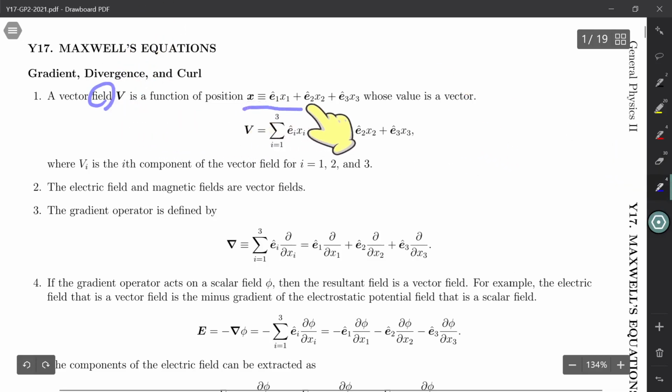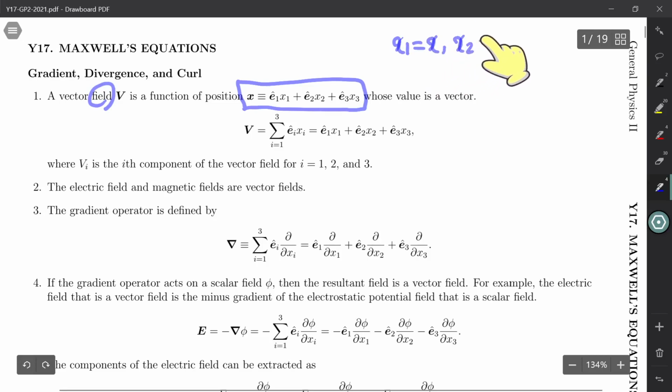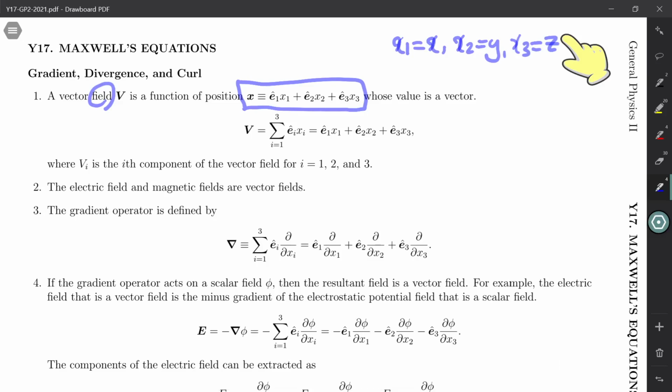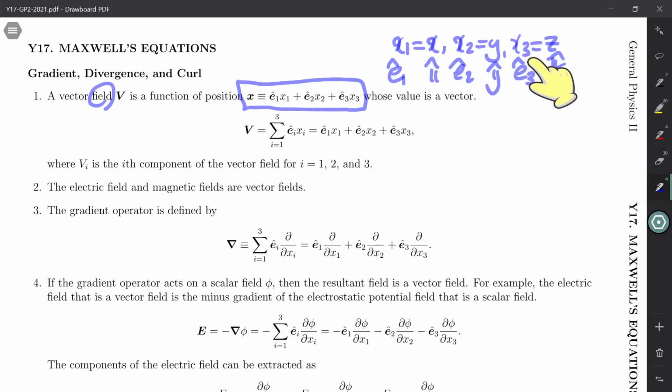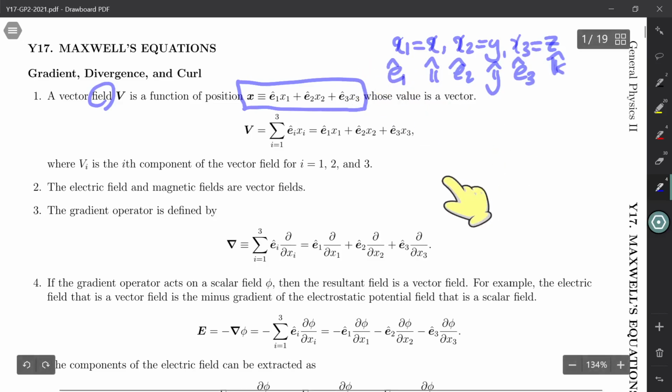The position vector is expressed in terms of the three coordinates. Today we would rather use x1 for x, x2 for y, and x3 for z coordinate. The basis vectors for the x, y, z coordinates were defined to be i, j, and k hat, and we use e1 hat, e2 hat, and e3 hat. If we use this notation, then the expression becomes quite compact.